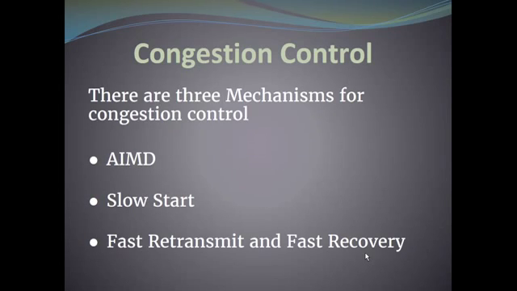So there are three mechanisms that are widely used for congestion control. First is AIMD, which stands for additive increase multiplicative decrease. Second is slow start, and last is fast retransmit and fast recovery. We will see them one by one.